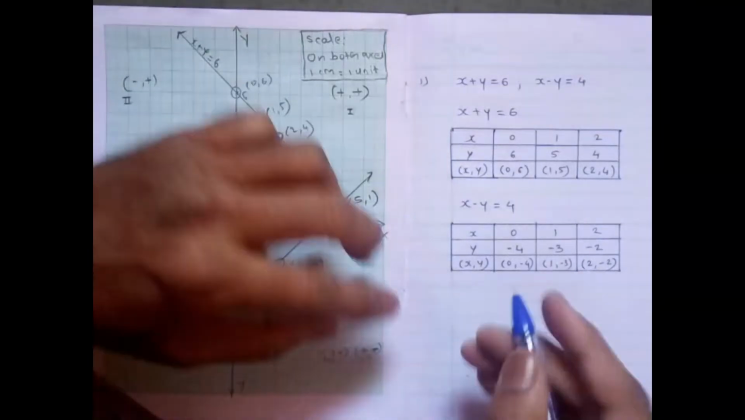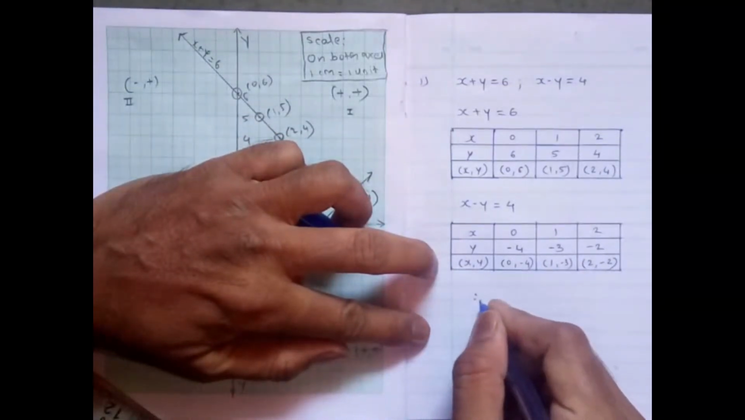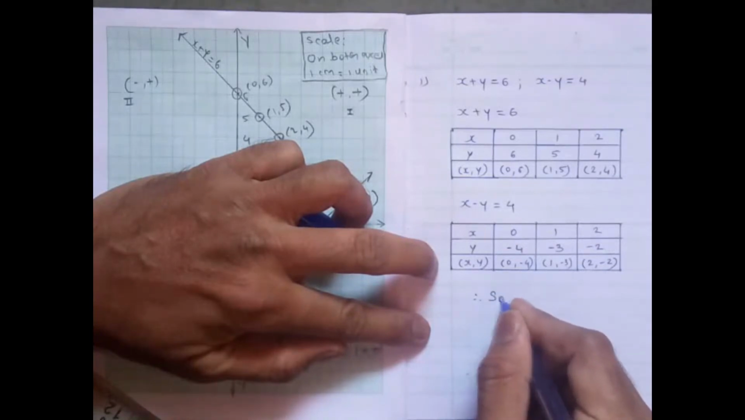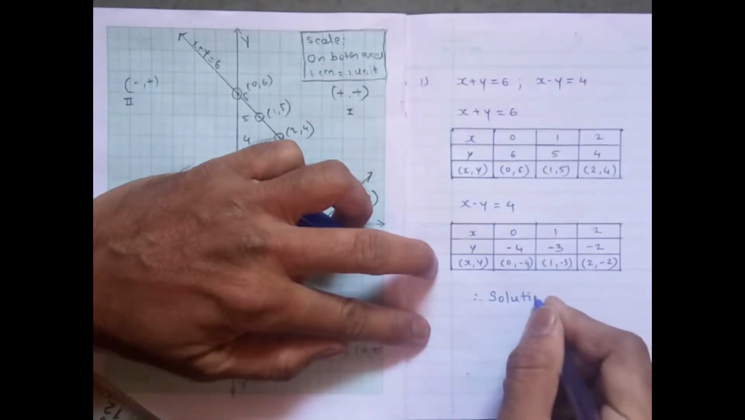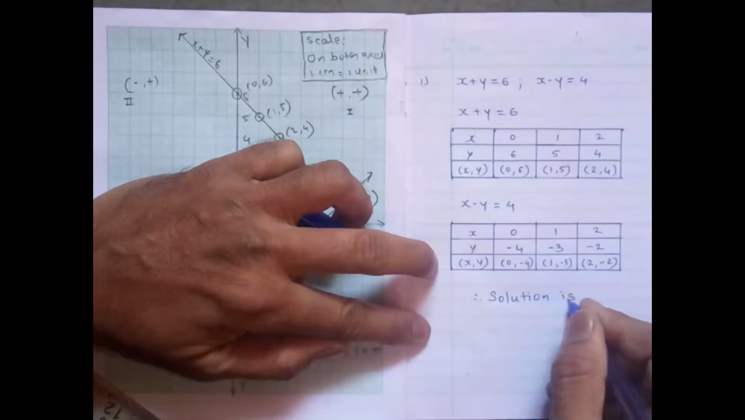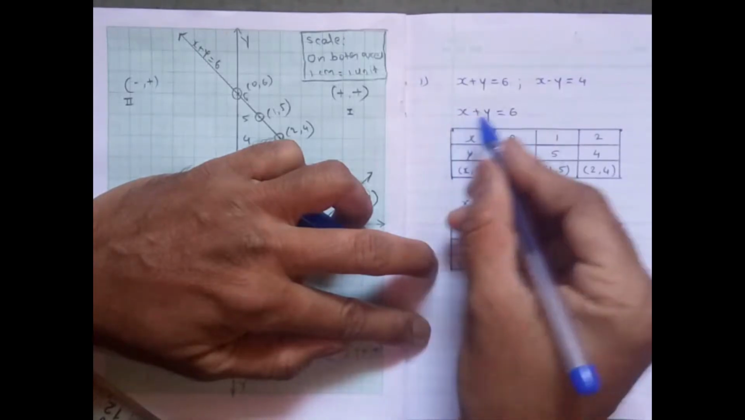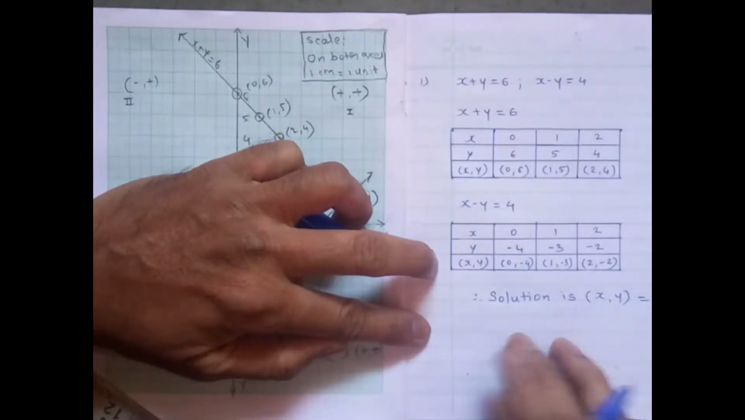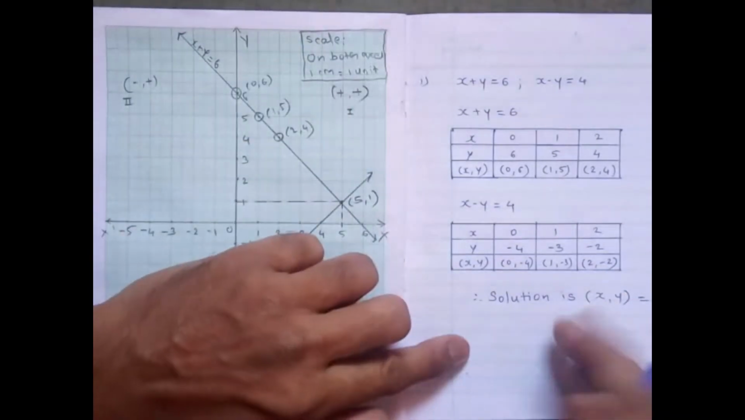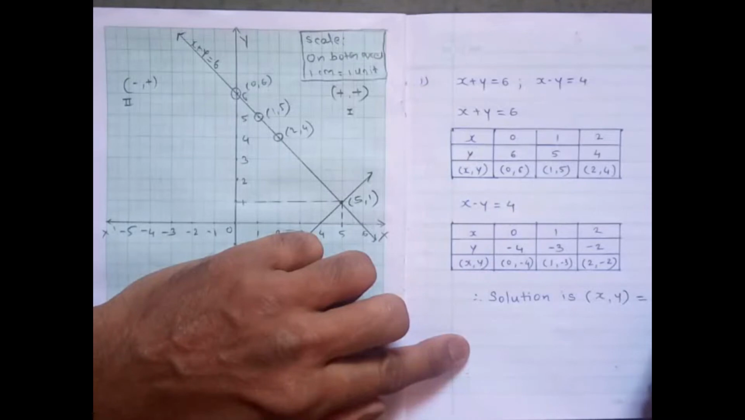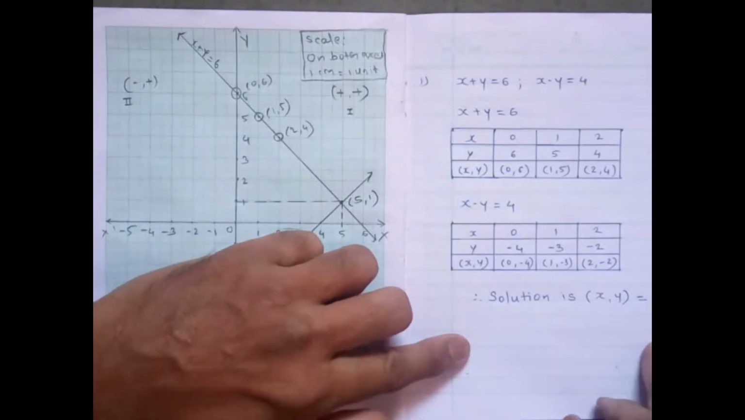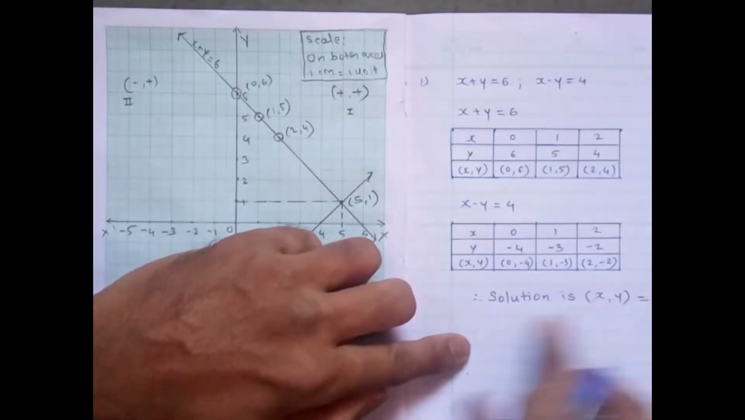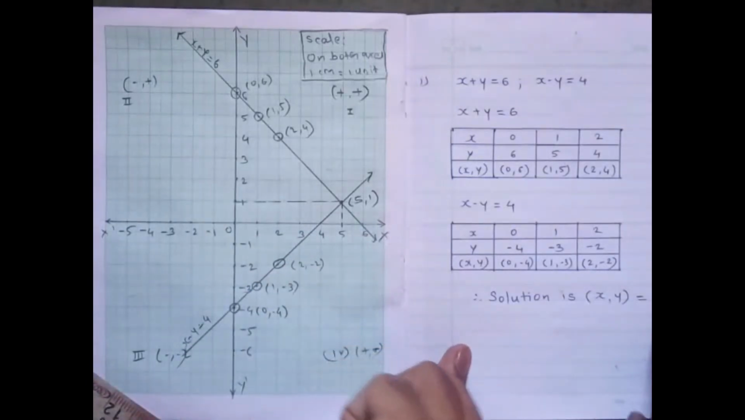So therefore the solution is (x, y) is equal to, value of x is 5 and value of y is 1. This answer must be written.